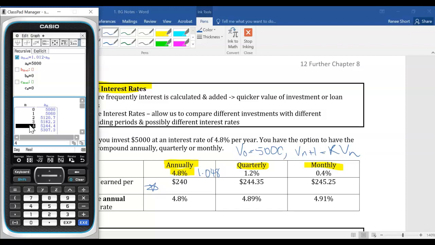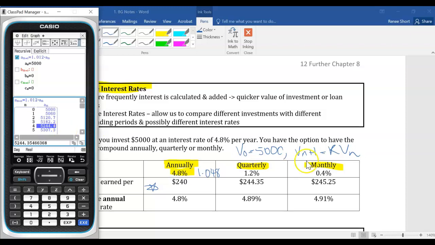So I need to look at n equals 4 because that's going to be the value at the end of 1 year. And if I look at n equals 4, the total on here is $5,244 and more precisely 35 cents in that bottom box. The amount of interest is that minus 5,000, so it's $244. So we can already see quarterly to yearly, I've earned an extra $4 of interest.